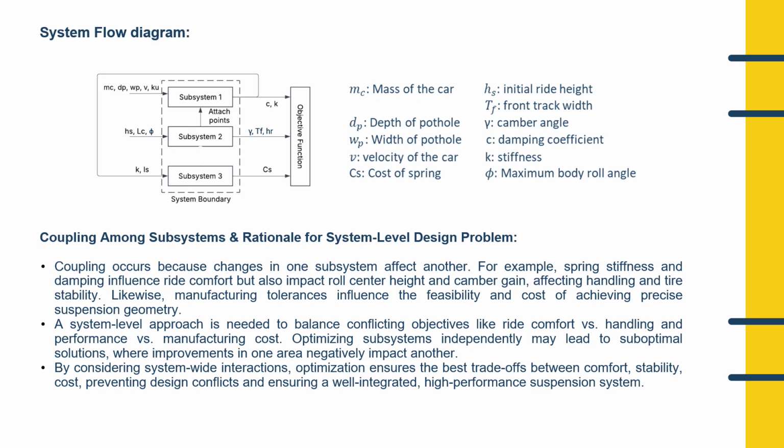As you can see, the system flow diagram is shown with the parameters and the variables defined on the right. Subsystem 2 feeds attachment points to subsystem 1, and subsystem 1 feeds the spring constant and the length of the spring to subsystem 3, which shows the coupling between the subsystems. Coupling occurs because changes in one subsystem affect another. By considering system-wide interactions, the optimization ensures the best trade-offs between comfort, stability, and cost, preventing design conflicts, and ensuring a well-integrated high-performance suspension system.